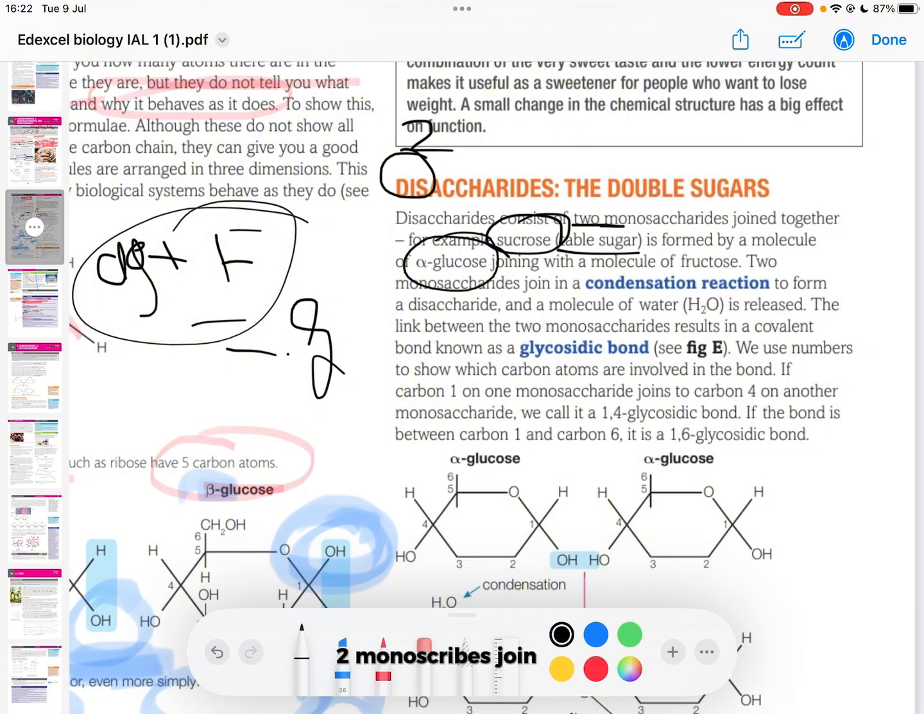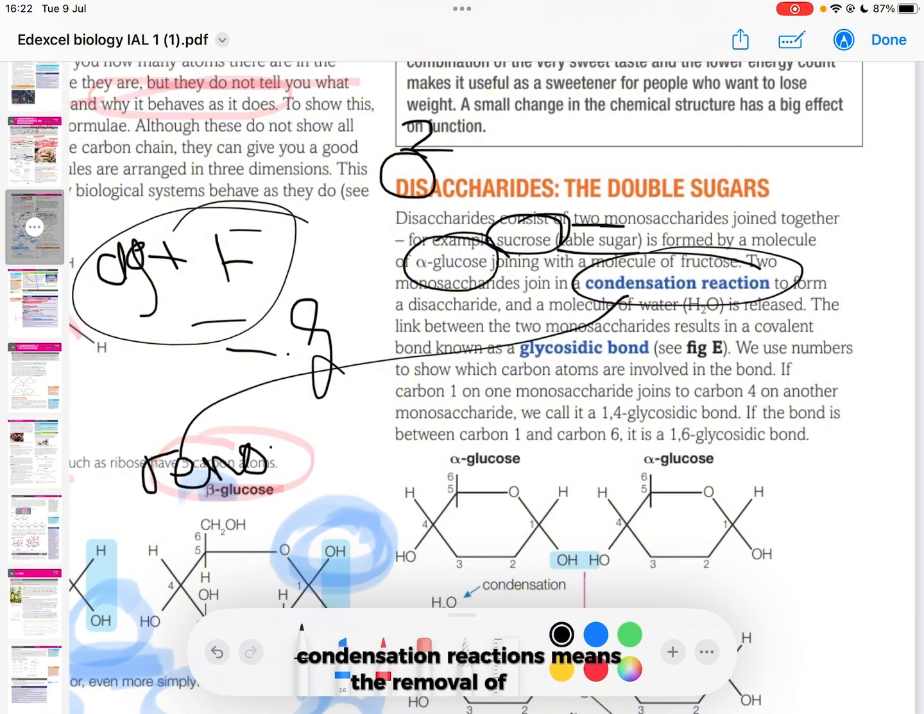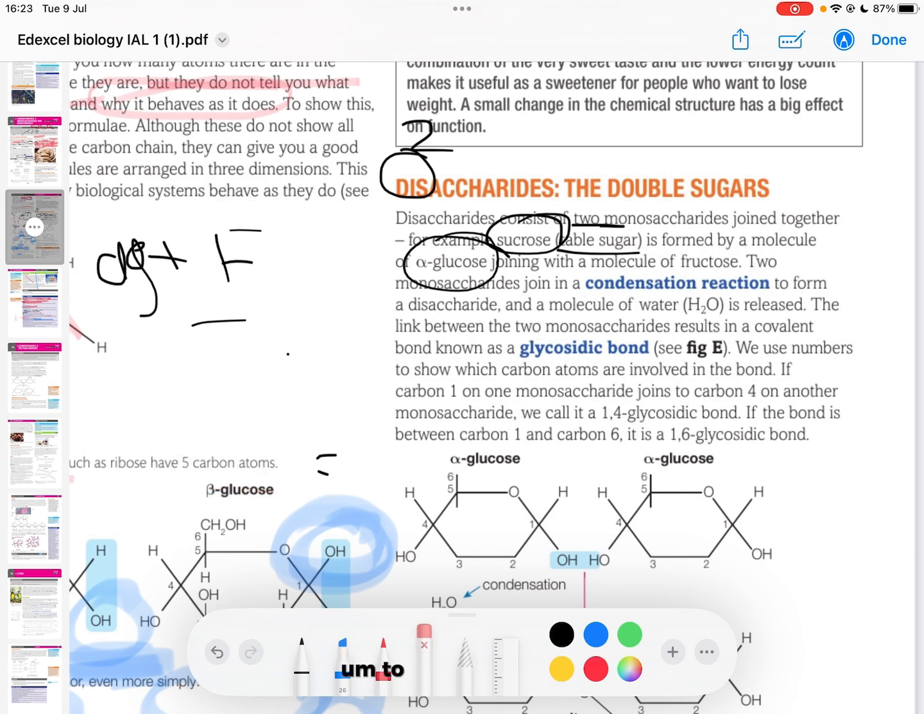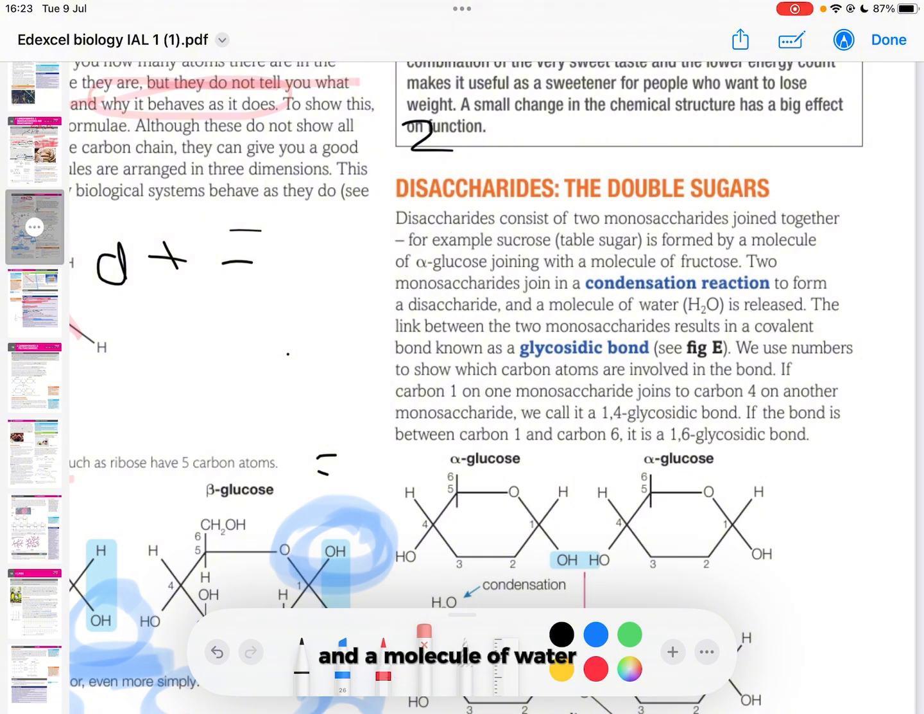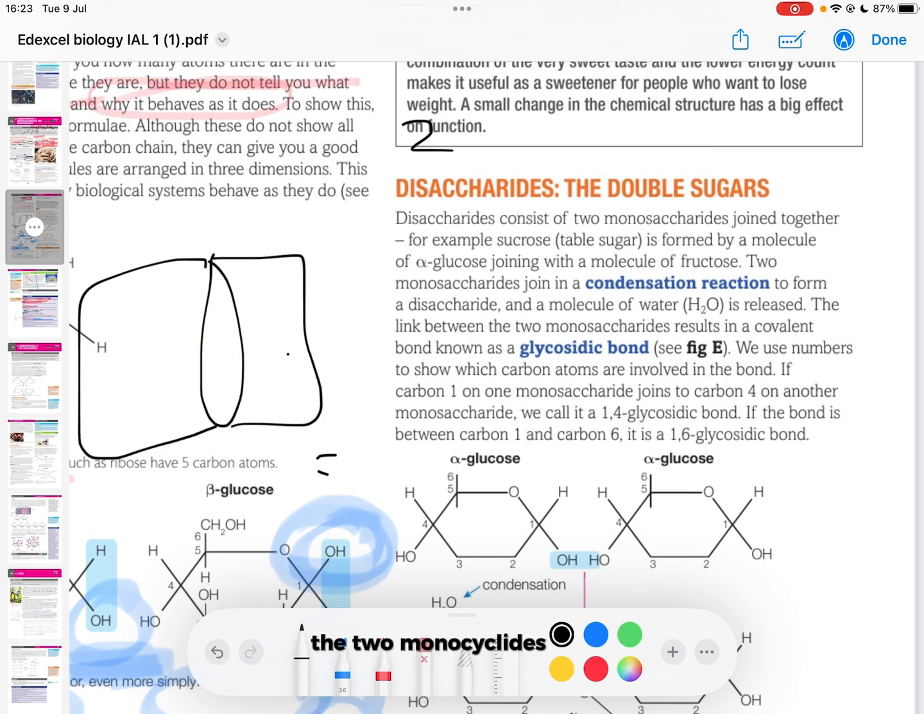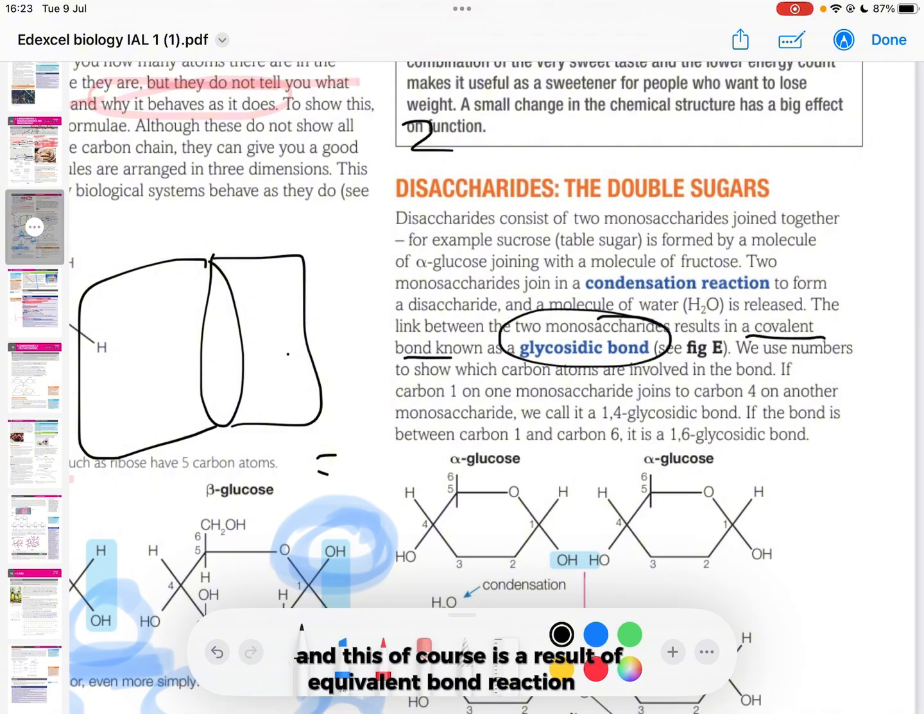Two monosaccharides join in a condensation reaction. Condensation reaction means the removal of water to form a disaccharide, and a molecule of water is released because it's removed, of course. Anyways, the link between the two monosaccharides, which is the chemical bond that makes the two monosaccharides bond together, is called the glycosidic bond, and this of course is a result of a covalent bond reaction.